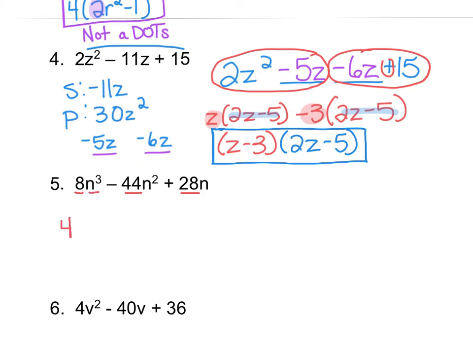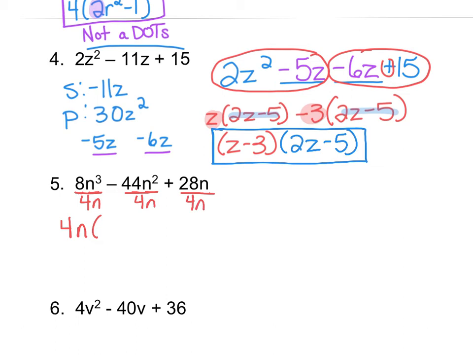Now let's look at our n's. Into the third, into the second, and n. So they only have a single n in common. So that will go out front. We will divide everything by our GCF of 4n.